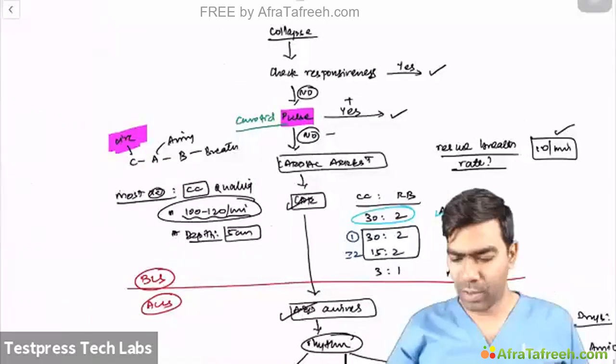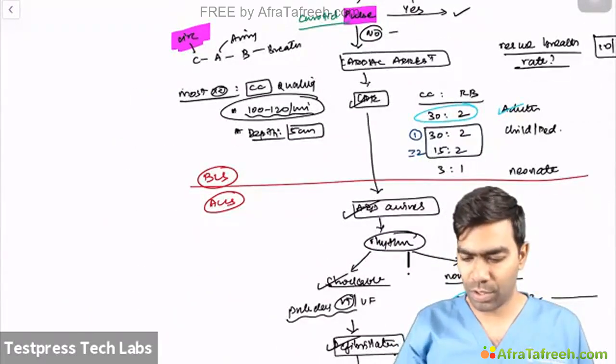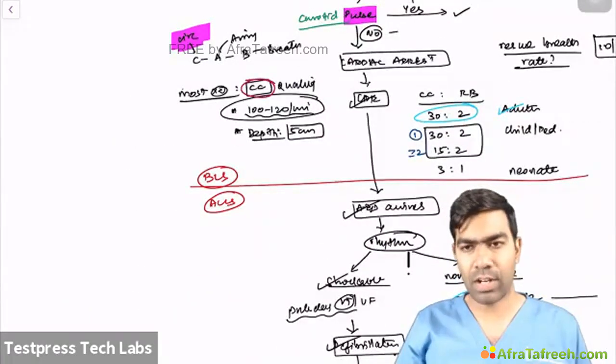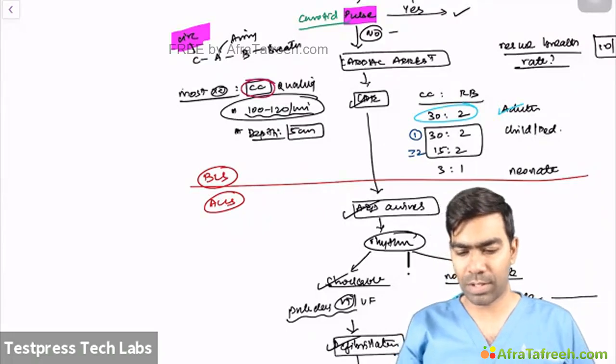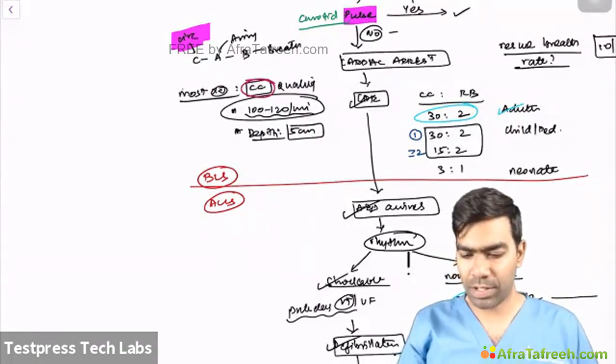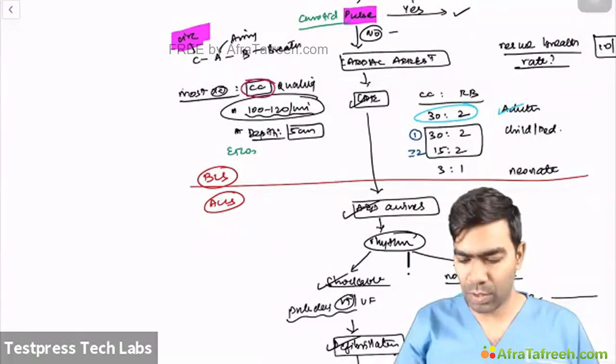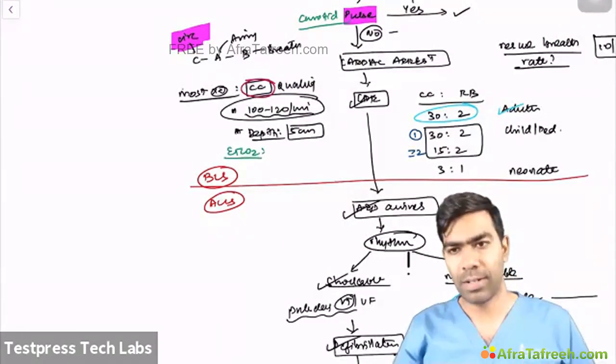What is the best way to assess the efficacy of chest compressions? Suppose your chest compressions are the most important and they are good. So how do we check the efficacy of chest compressions? The efficacy of chest compressions can be assessed by doing an EtCO2, that is end-tidal carbon dioxide.